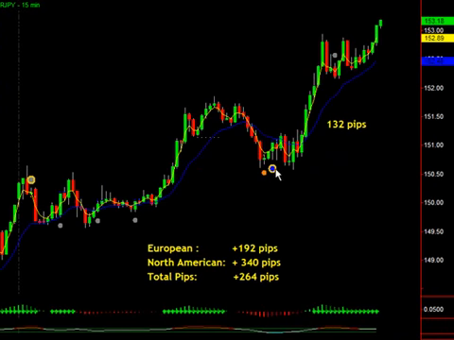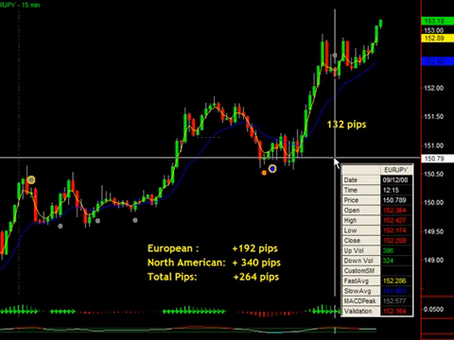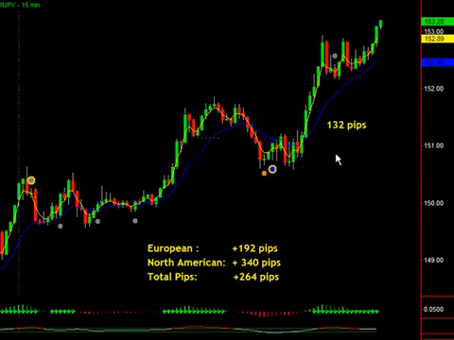The next valid dot for both European and North American traders was this reversal dot right here, the super blue buy dot. We exited that position at 12:15 Eastern today for 432 pips. And the market continues to move upwards.